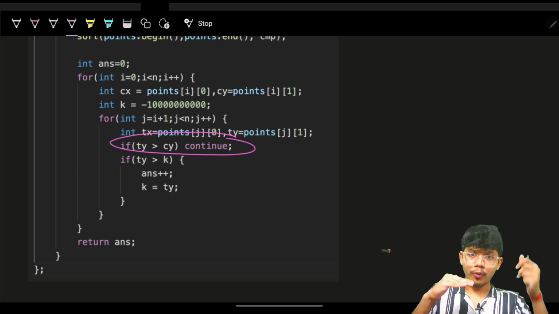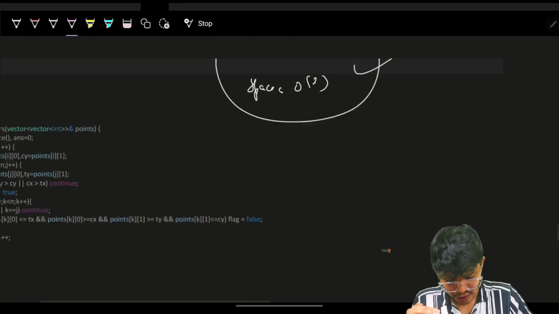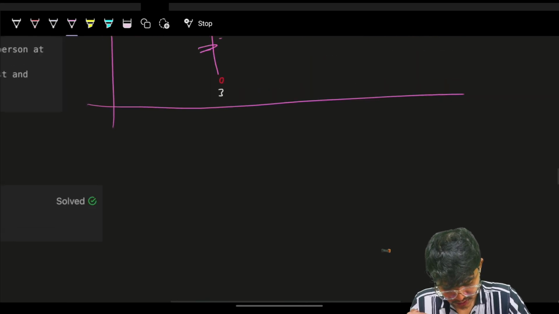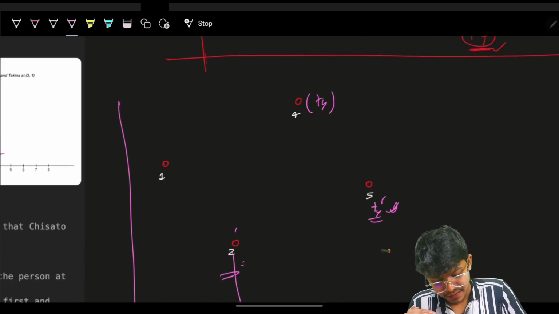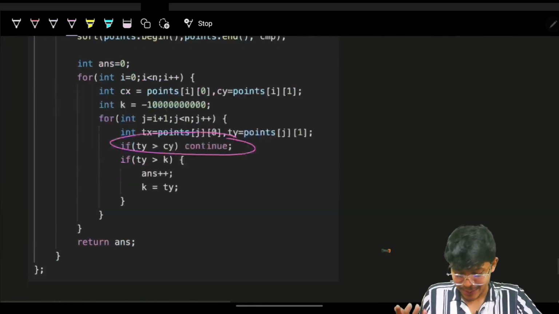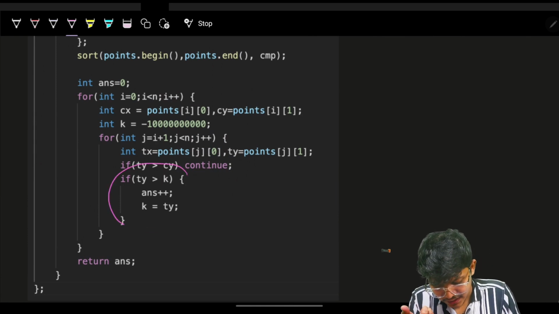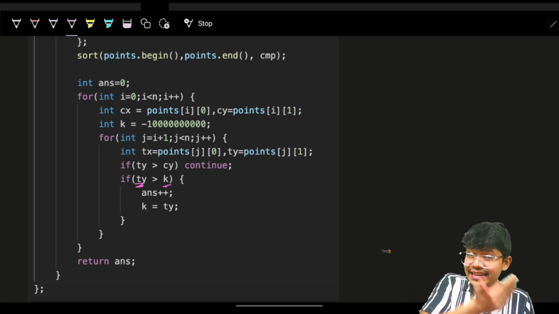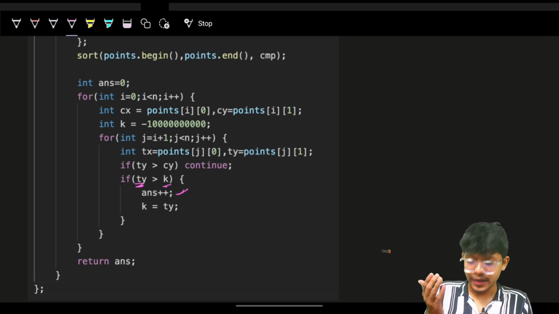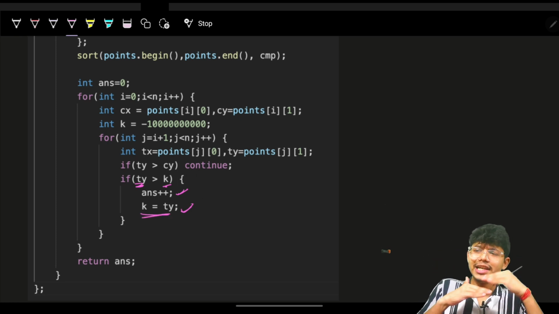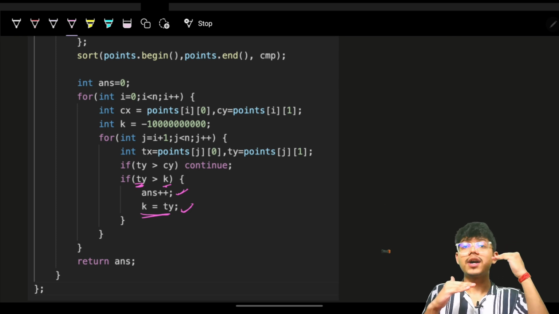Firstly, if your ty, which means the y of point t, is more than your y of point c, as you saw in this specific case, your ty was more than your cy, right? If this is the case, then simply continue. It is not possible to make this pair. Else, your k is a benchmark point. If your current ty is more than the benchmark, you have found a good pair of cx cy and tx ty, then increase the answer because you have found a good pair. And then also update your benchmark. Your new benchmark is nothing but ty, which is a higher value. You will simply try to maximize your k, the benchmark height.